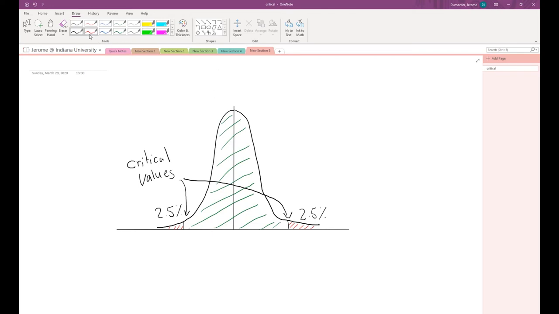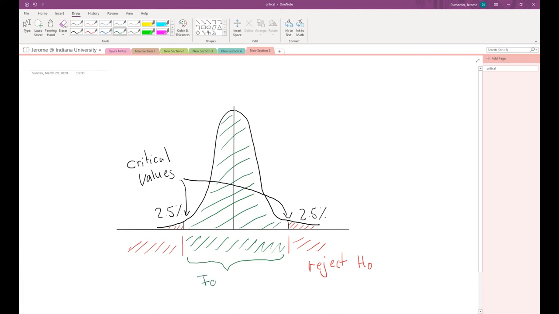So now the important part is, if your test statistic is in this area, you reject H0. If your test statistic is in this area, you fail to reject H0. Okay?